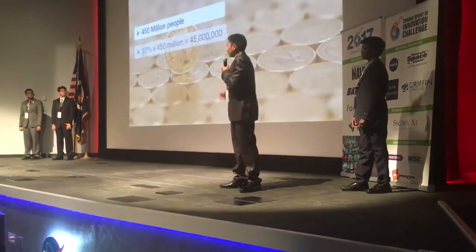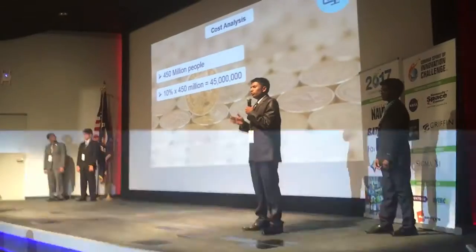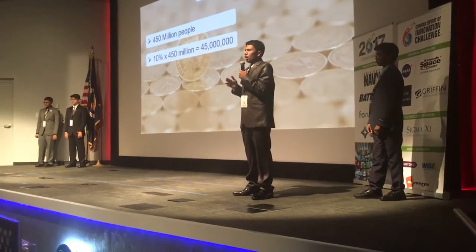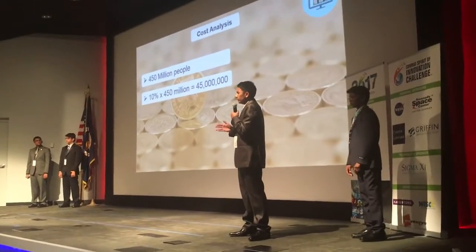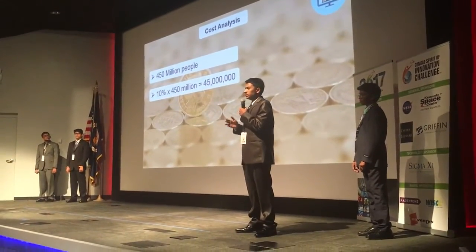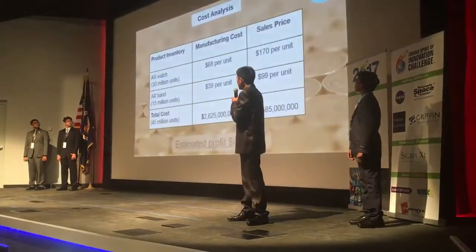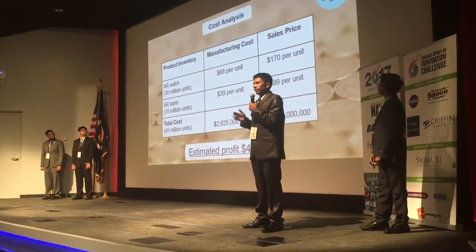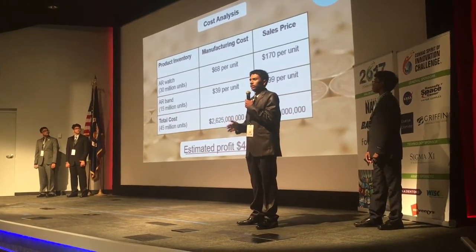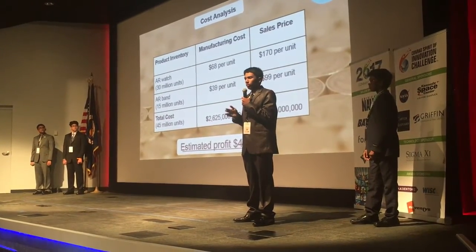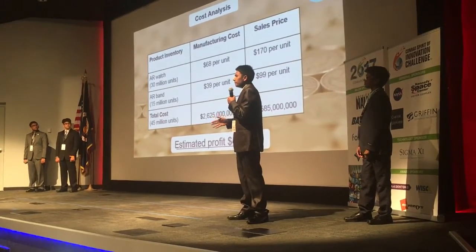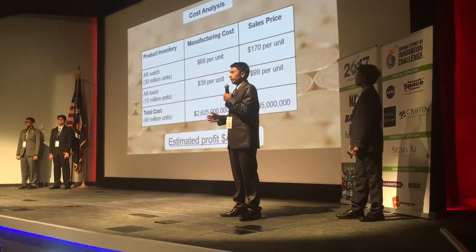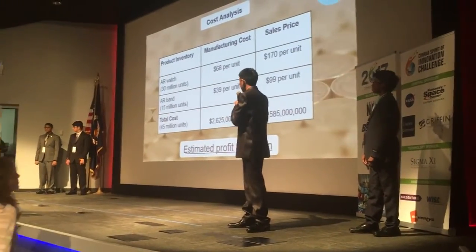Now let's talk money. As I mentioned before, there are more than 450 million people suffering from mental illnesses worldwide. Although we want AR to reach everyone, even if we target 10%, let's see what the numbers come up to be. We did the math, and the manufacturing cost of the AR watch came up to be $68, and for the AR band, it came up to be $39. With a sale of $170 per watch and $99 per band, if we sold 45 million units of both the band and watch combined together, our estimated profit would come up to be $4 billion.